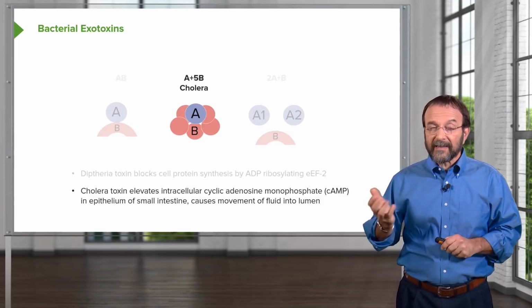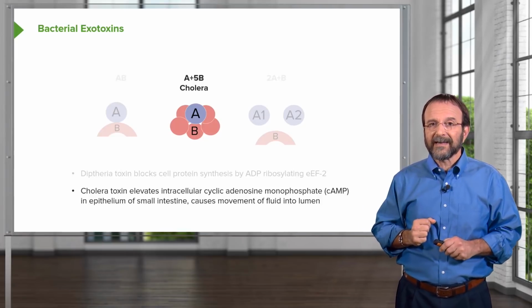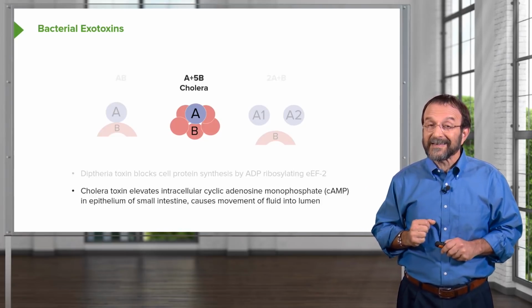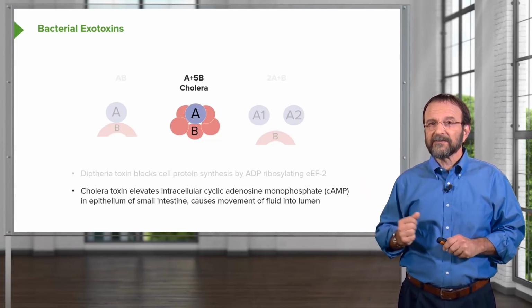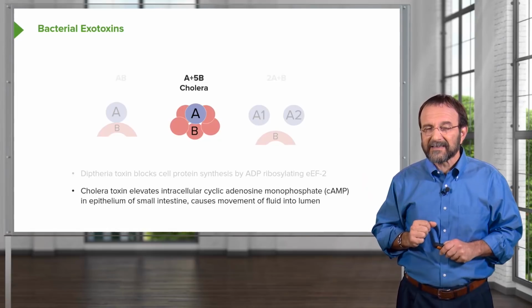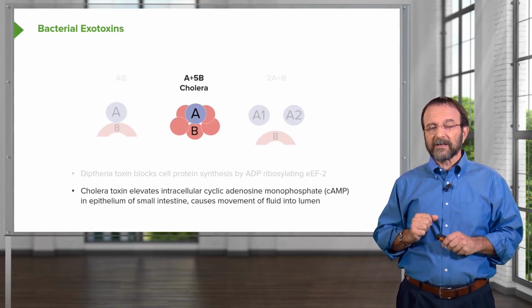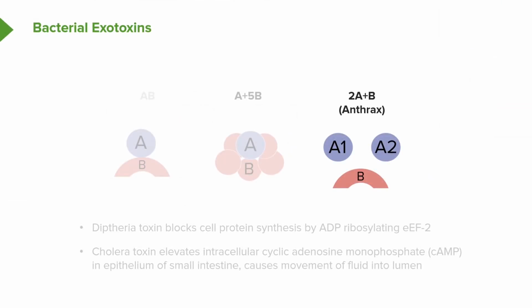This toxin elevates intracellular cyclic adenosine monophosphate in the epithelium of the small intestine, and that causes movement of fluid into the lumen and the classic diarrhea associated with cholera. And finally, the anthrax toxin, the highly lethal anthrax toxin, is composed of A and B subunits, and again, the B subunit binds the cell receptor.